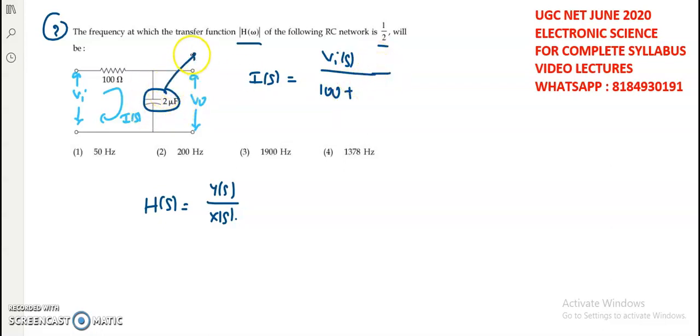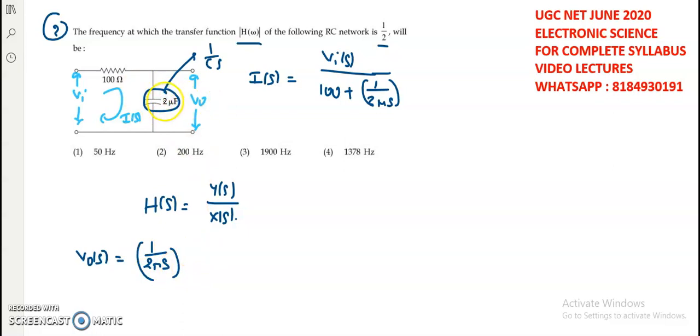Because in the Laplace domain, the reactance of the capacitor can be given as 1 by Cs, that is 1 by 2 micro S. Okay, it is the I of S. And here V naught of S is nothing but the voltage drop across this capacitor. So V naught of S is equal to 1 by Cs, that is 2 micro S, into I of S, right?